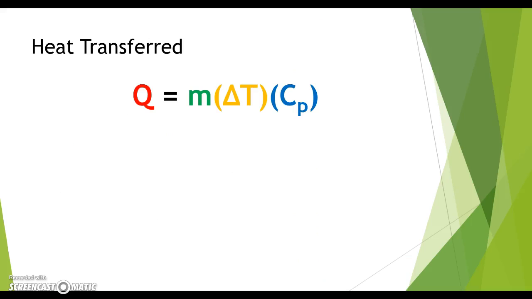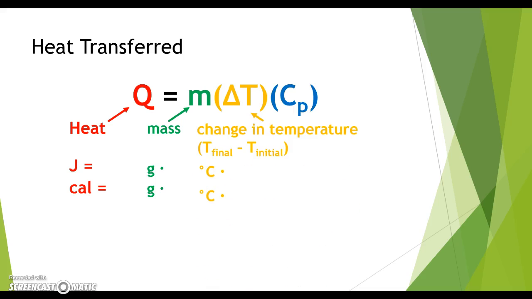Well, here is the equation that we would use if we were trying to calculate the heat transferred to a substance over time. Q equals m delta T Cp. The Q stands for heat, which is measured in joules and calories. M is mass, which is generally measured in grams. Delta T refers to the change in temperature, and it is the final temperature minus the initial temperature of that substance in degrees Celsius. And we just talked about the specific heat capacity, which is measured in joules per gram degrees Celsius or calories per gram degrees Celsius.